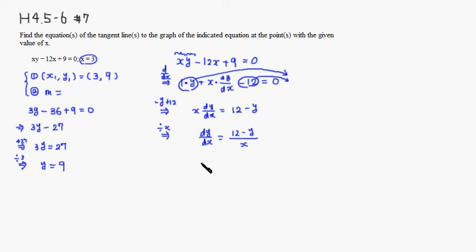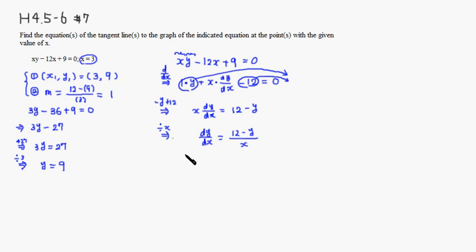So what we need to do is plug in x equals 3 and y equals 9. So 12 minus y is 9, so plug in 9 here, over x is 3. So 12 minus 9 is 3, and 3 divided by 3 is 1. So the slope came out to be 1.